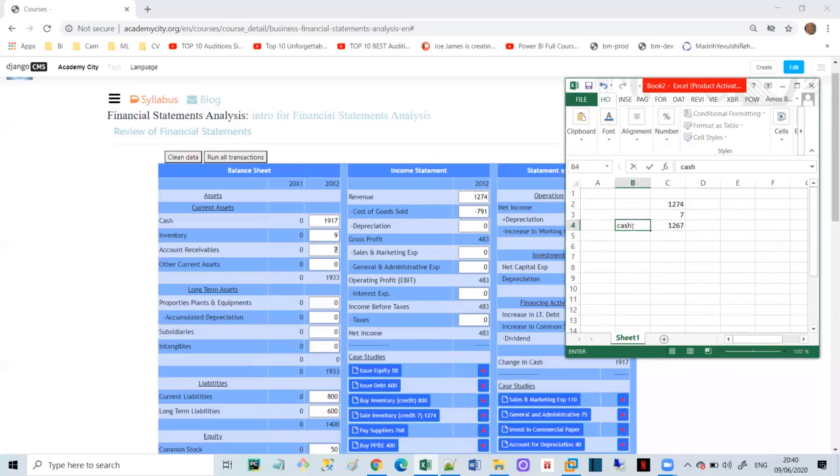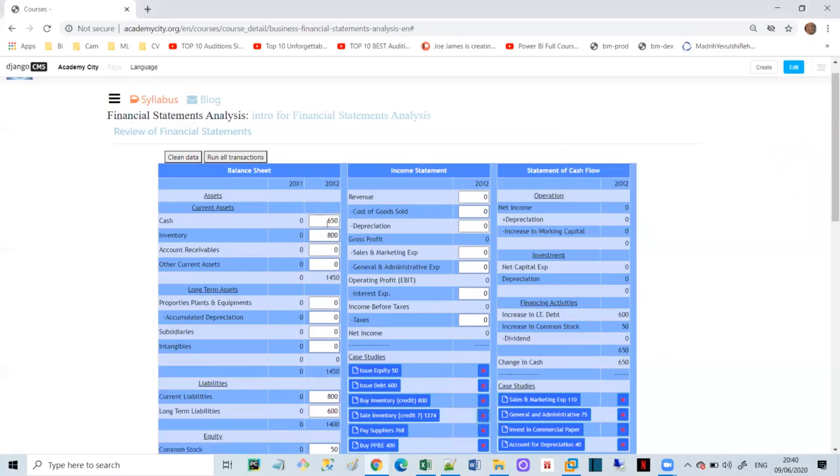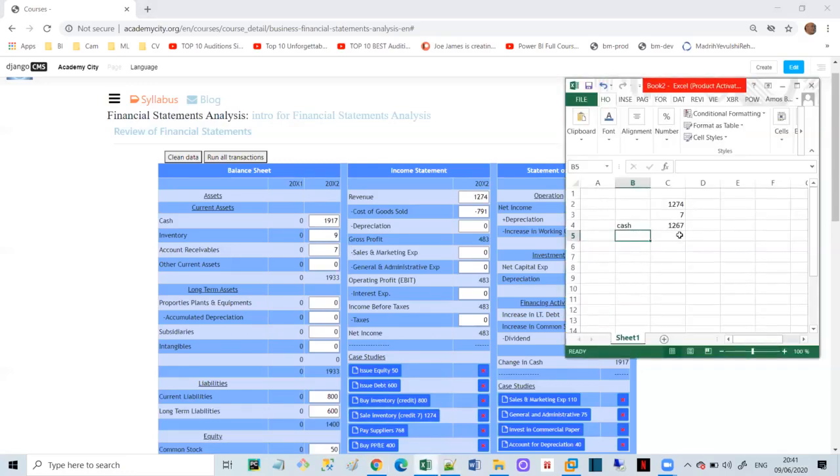Now, if you remember, before this transaction I had 650. Let's go back a second. I used to have only 650. Now, how did I come to the new number? When I click here, 1917, I simply take the 650 plus whatever I collected this period. I will add them up together.